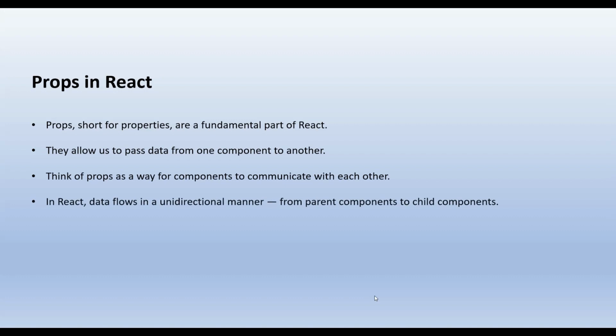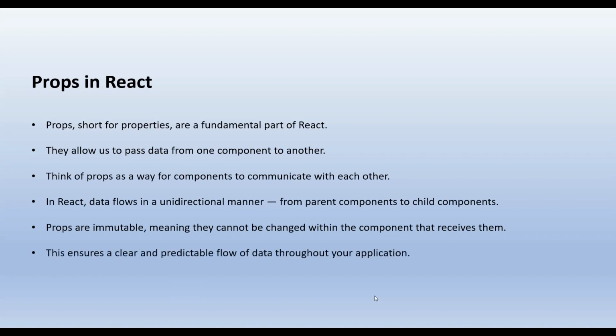In React, data flows in a unidirectional manner from parent components to child components. Props are immutable, meaning they cannot be changed within the component that receives them. This ensures a clear and predictable flow of data throughout your application.